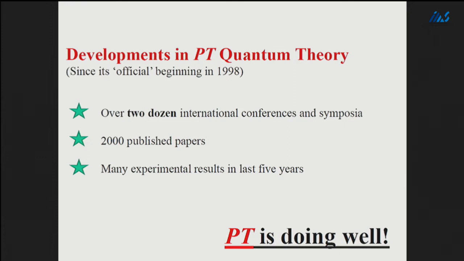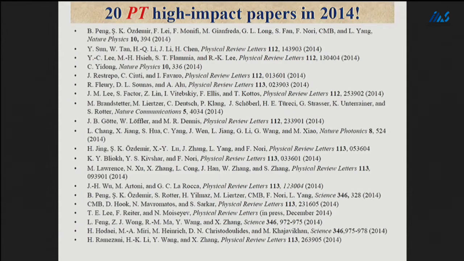So there have been lots of developments in the last decade and a half on PT quantum theory. There have been over 24 international conferences and symposia, which is absolutely amazing. There have been over 2,000 published papers. There have been lots of experimental results in the last 5 years, and I would say that PT is doing very well. In fact, last year alone, in 2014, there were 20 papers in high-impact journals. By high impact, I mean Physical Review Letters, Nature, and Science. At least these are the papers that I found. There may even be more that I haven't found.